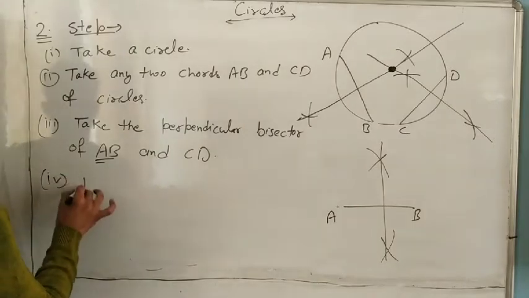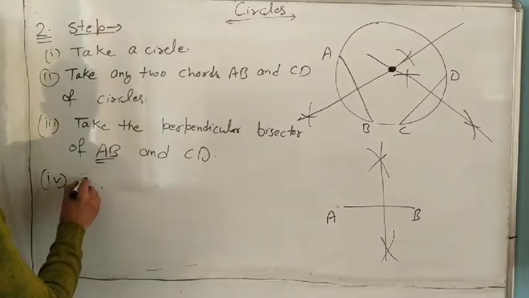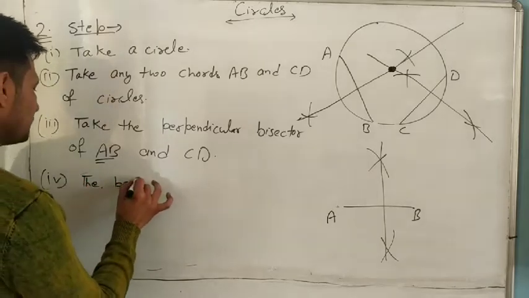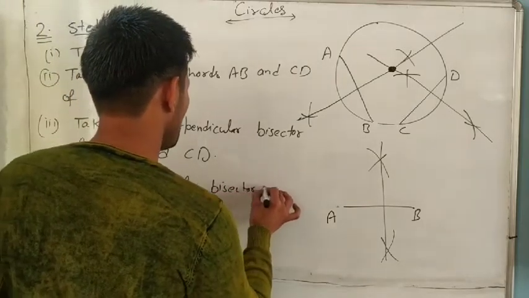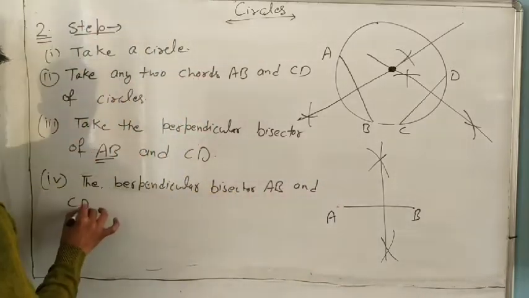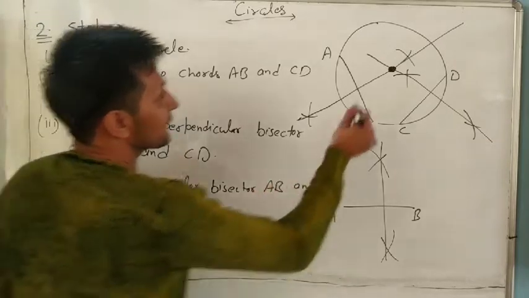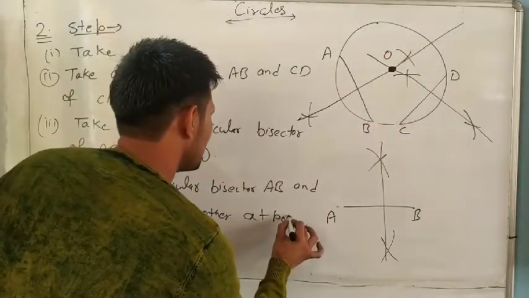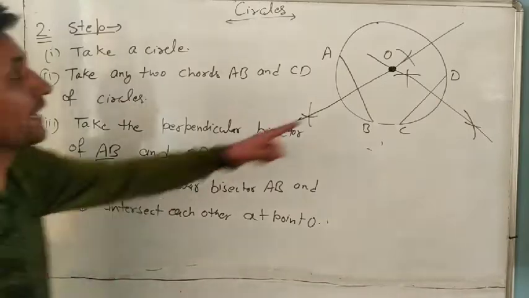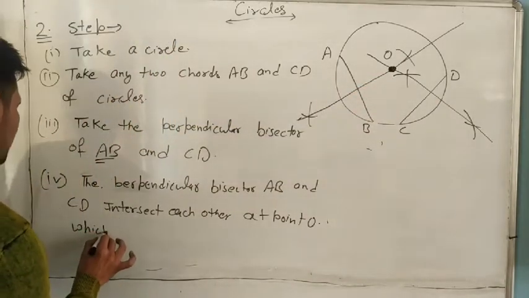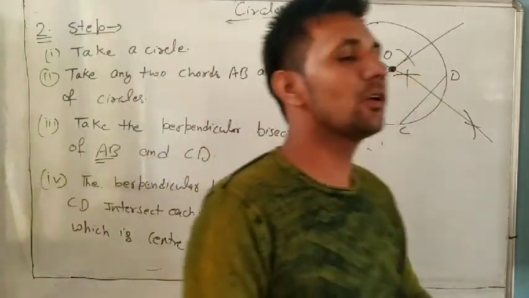So you can write: the perpendicular bisectors of AB and CD intersect each other at point O, and at point O, where these are cut, it is the center of the circle.